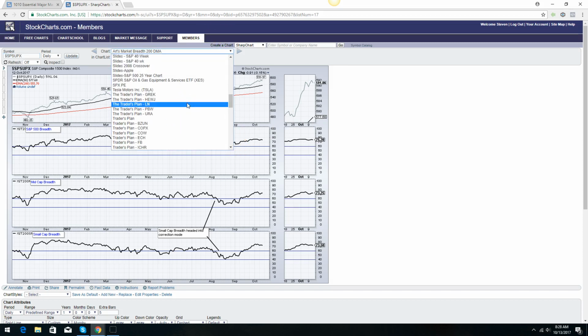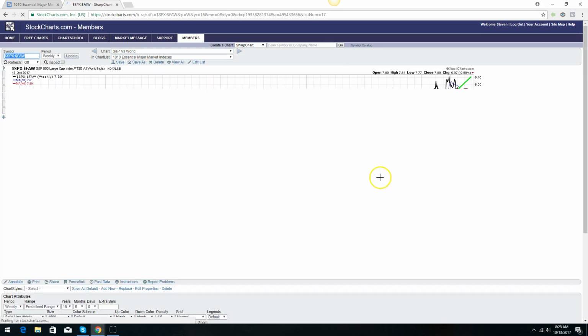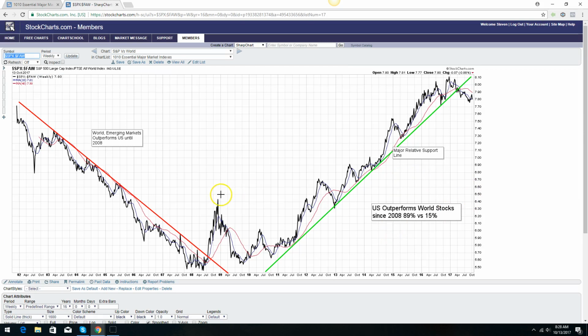So let's look at a world versus the S&P 500 chart. I can't seem to find it. Oh, there it is. Okay. I've shown you this chart before. You have these extremely long periods where the world stocks and emerging markets outperform the S&P 500, and then you have these extremely long periods where the S&P 500 outperforms the world stocks.